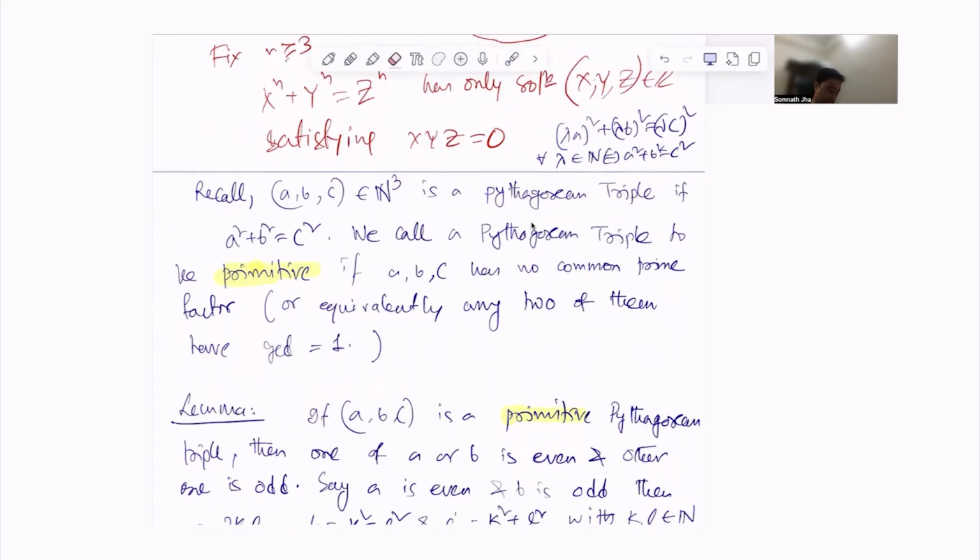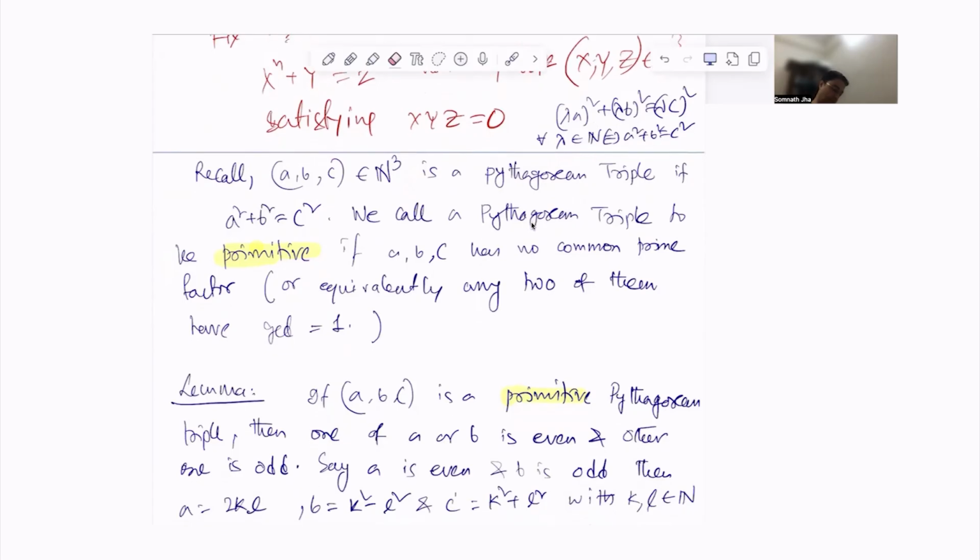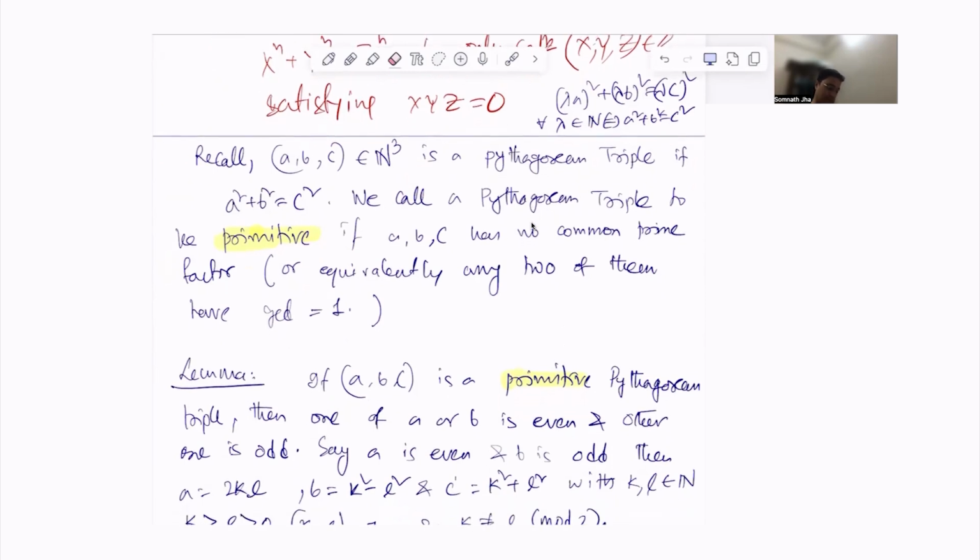On the other hand, both cannot be odd either, because if A and B are odd, then A squared is odd and B squared is odd. So A squared plus B squared is even. But C squared, being a square, is either 0 or 1 mod 4. Since A and B are odd, A squared plus B squared will be 2 mod 4. So that will be a contradiction. So exactly one of them has to be even, and the other one has to be odd. So let's say A is even and B is odd, then C is also odd, by the way.